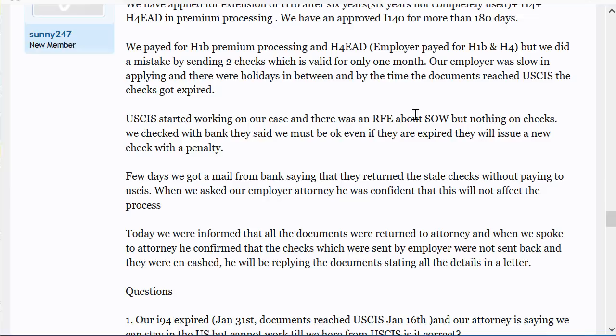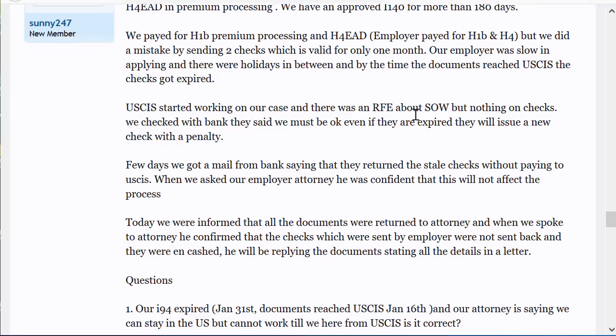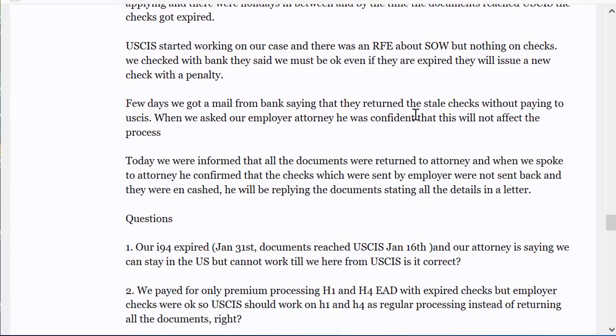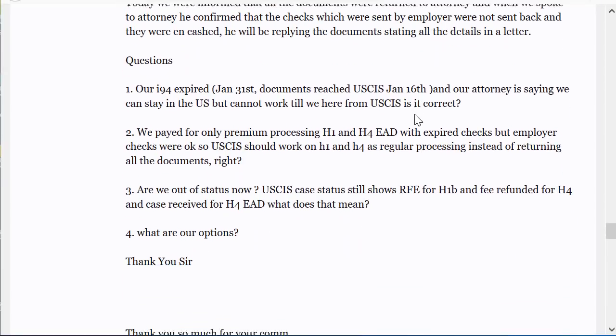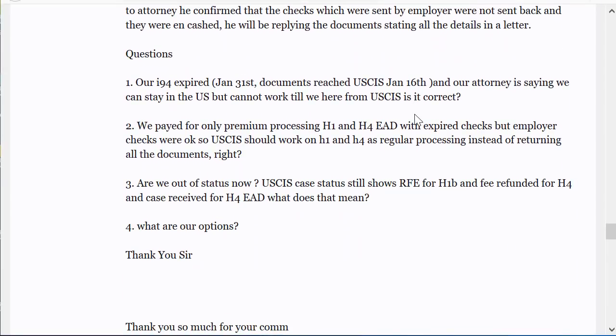So a case is not considered to have been filed until it has the right filing fees. What that would mean is you would be out of status if there's a gap between your first filing and the second filing. The first filing will get rejected and you would have to refile the case with appropriate checks. Our I-94 expired Jan 31st. Documents reached US here Jan 16th.